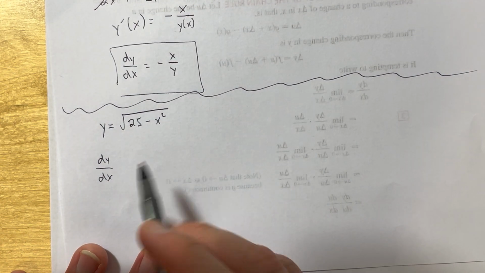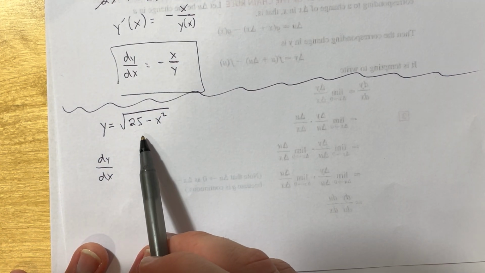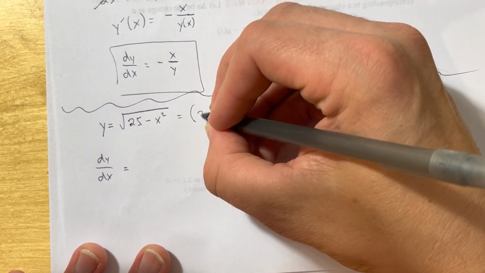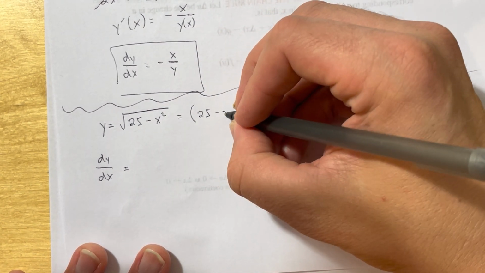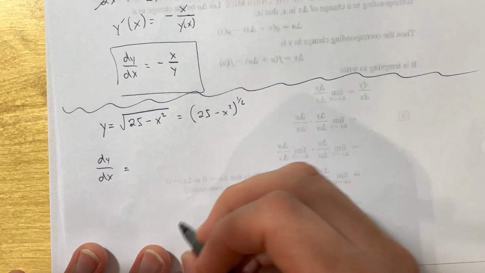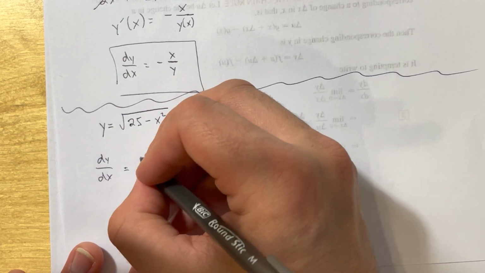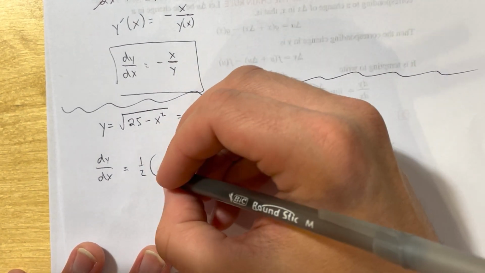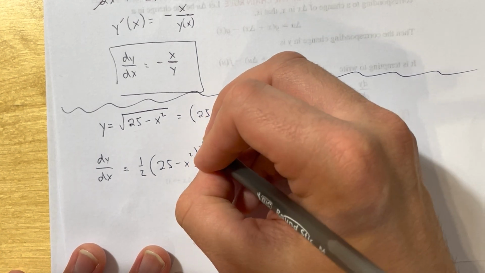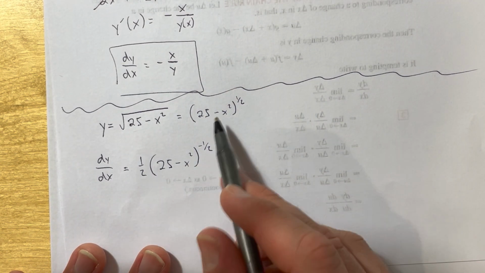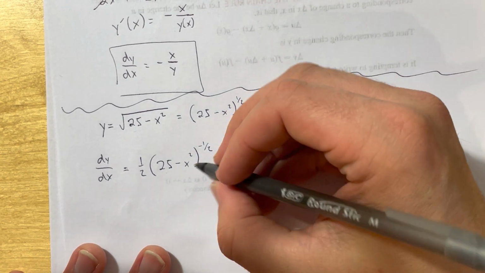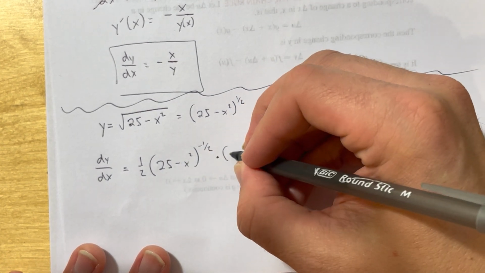Now this derivative requires the chain rule, right? Because I have a composite function, 25 minus x squared to the 1/2 power. So for its derivative, I would take the derivative of the outside function, which would be 1/2, leave the inside alone, 25 minus x squared to the -1/2. So here I'm using my power rule. Then I multiply by the derivative of the inside function, which would be -2x from this guy right here.